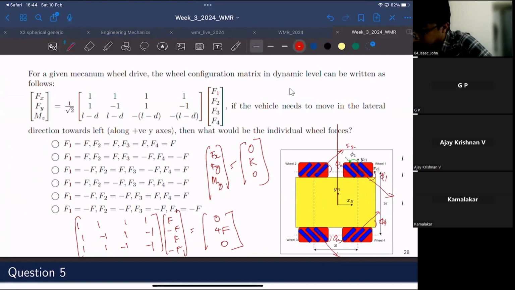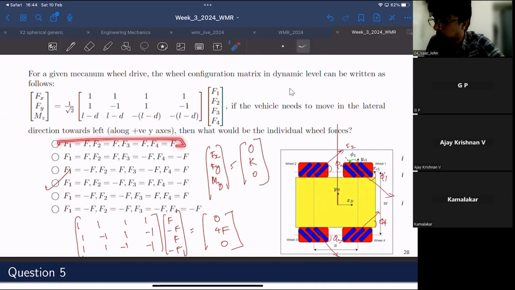Option D, I guess. Option 4. So if you cannot strictly and quickly calculate this, you can basically eliminate a few of the obvious choices. Obviously this is not going to be true because if all are driven forward, it will only move forward. So you can eliminate this, and this is f, minus f.